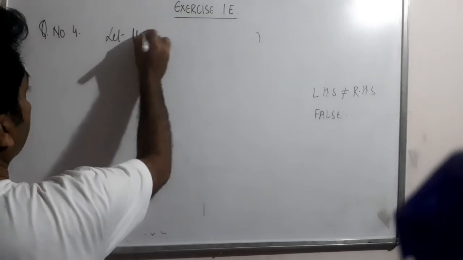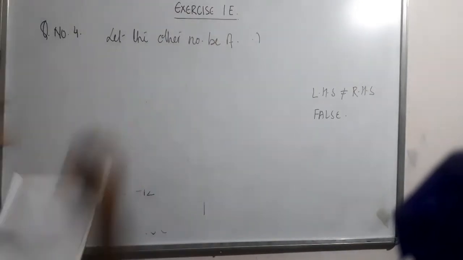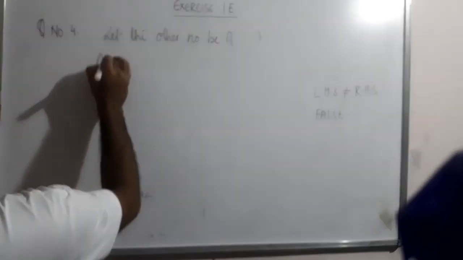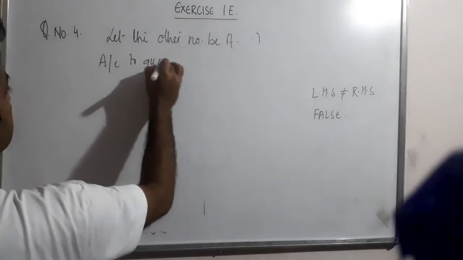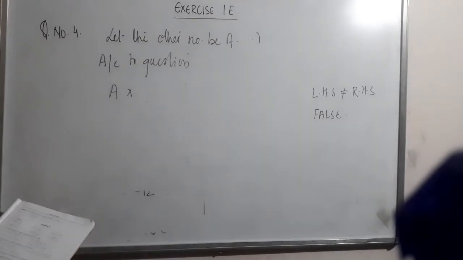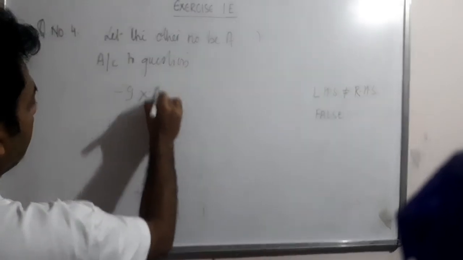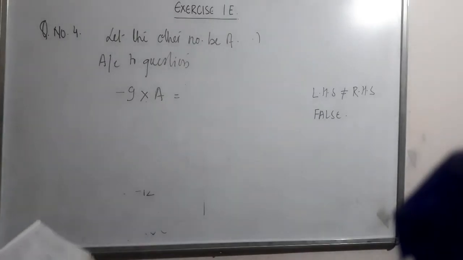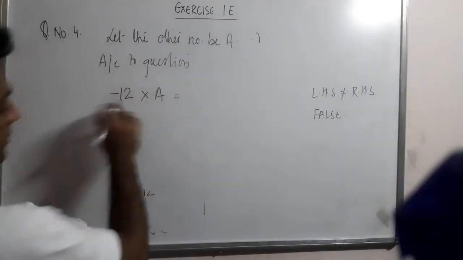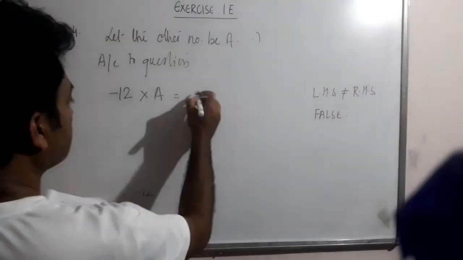So do nothing. I have to find another number, so let the other number be A. We can write that, according to the question, when A is multiplied by the other number, the product of two rational numbers is minus 12 by A. Minus 12 is the first number, A is another rational number.